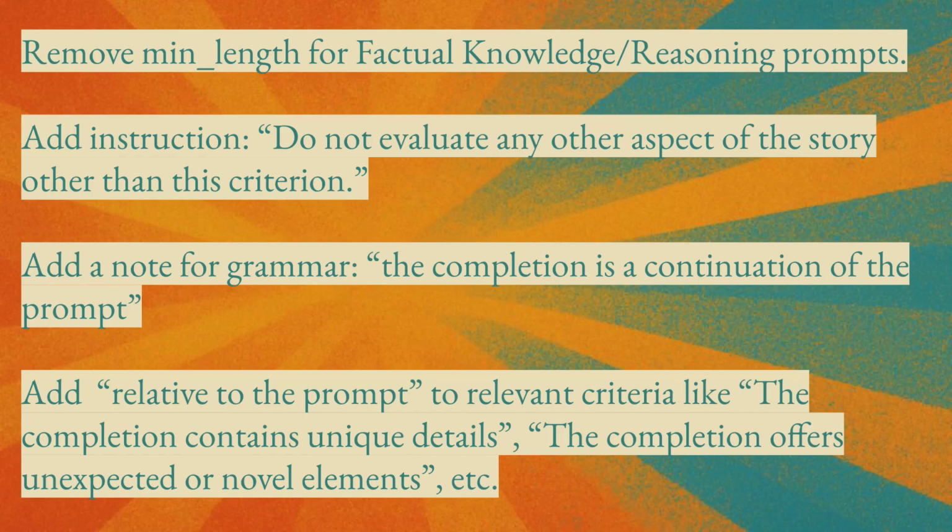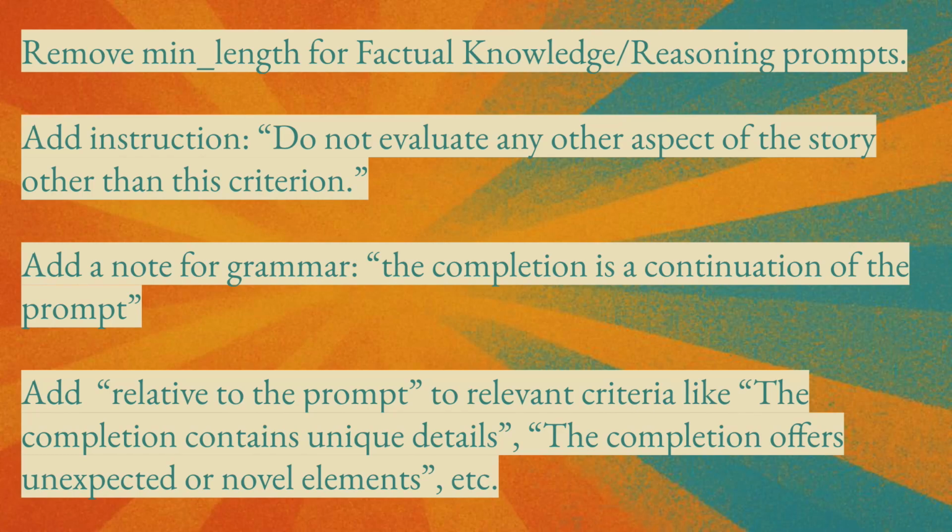And then for some of the creativity criteria, as well as some other ones, I think adding the phrase "relative to the prompt" will get better alignment between us. So for example, there's a creativity criterion that says the completion contains unique details to the story world. In a number of cases, Haiku considered something unique in the prompt, and it gave a good score for that. So I don't want it to give a good score just based on the prompt.